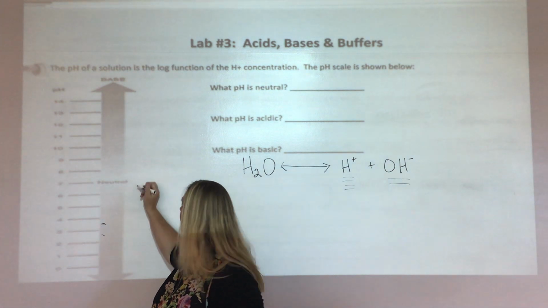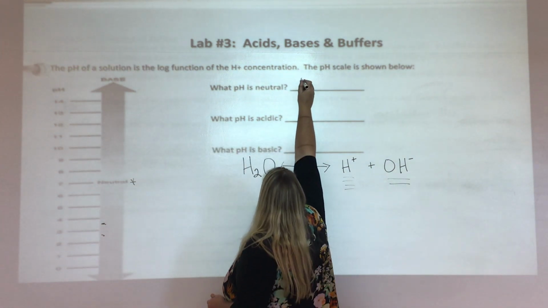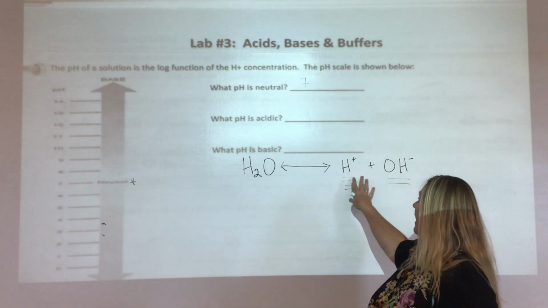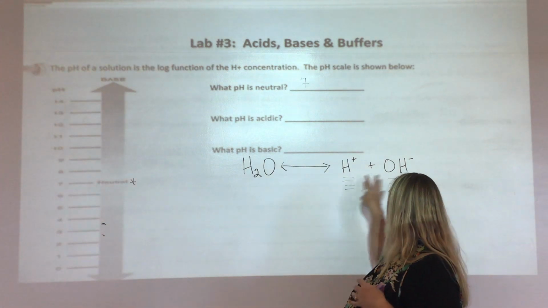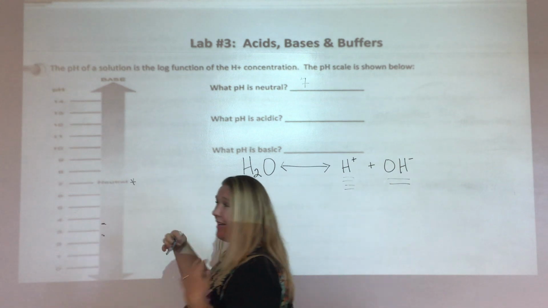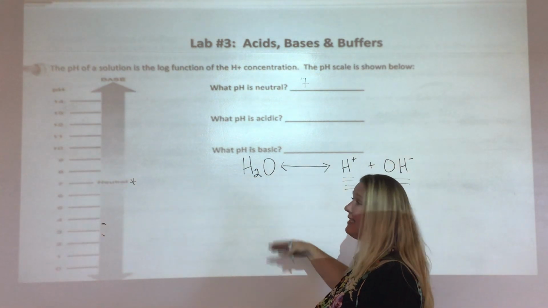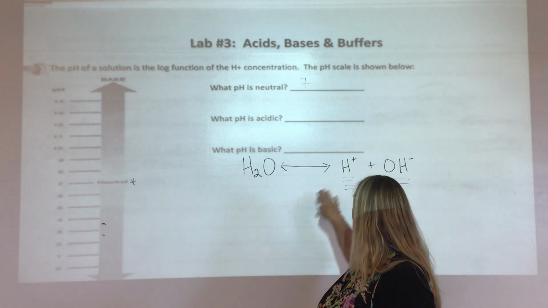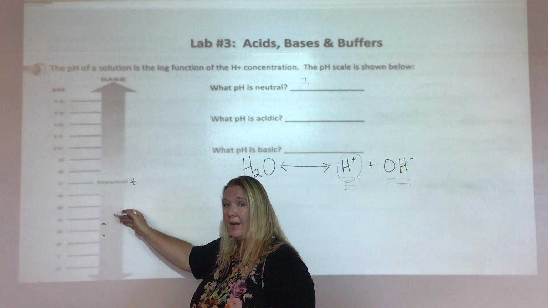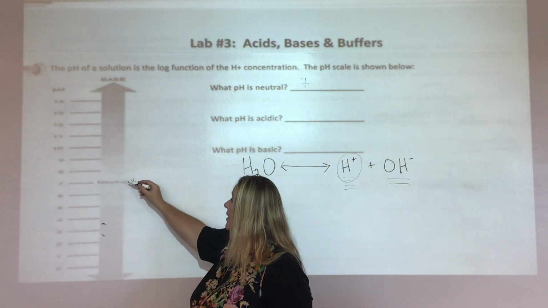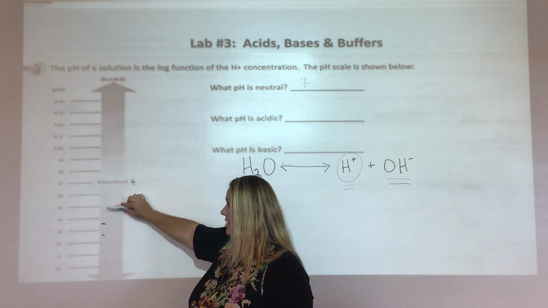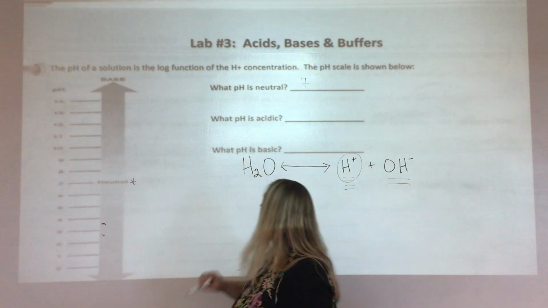Well, our diagram tells us 7 is neutral. That means the hydrogen and hydroxide ions are balanced, at an even ratio, kind of a balanced state, homeostasis. We're going to see that again a little bit later. If the hydrogen concentration is higher, we start getting acidic. So below 7 starts getting acidic: 6, 5, 4, 3, 2, 1 would be more acidic.